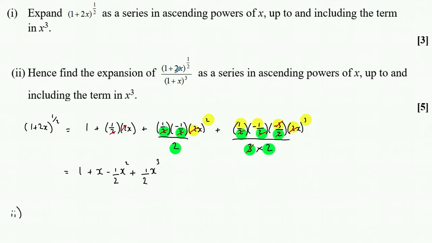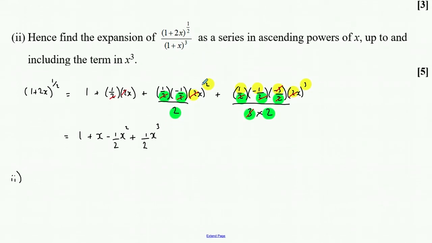then says, hence find the expansion up to and including the x cubed term of this. Now this is a really common exam question. The trick is to realise that we can rewrite the denominator as 1 plus x to the power of minus 3 on the top of a fraction. So we can times the 1 plus 2x to the half by 1 plus x to the minus 3 and then multiply these two together.